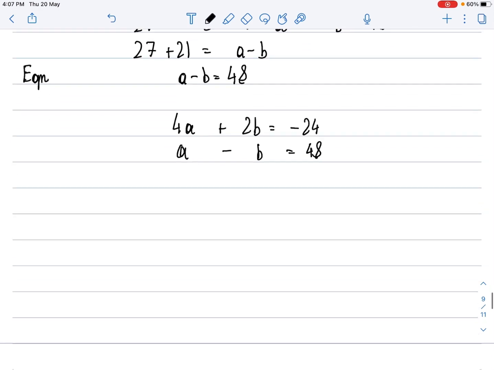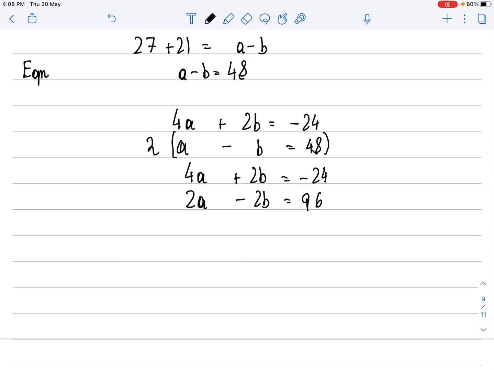Simple simultaneous. I can multiply 2 here to get 4a plus 2b equals minus 24, and 2a minus 2b equals 2 into 48, which is 96. Now I can simply cancel this to get 4a plus 2a, which is 6a, equals 96 minus 24, which is 72. And I get my a as 12. Okay, I have my a as 12.